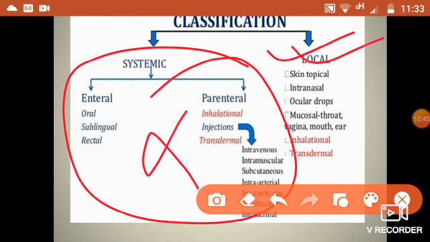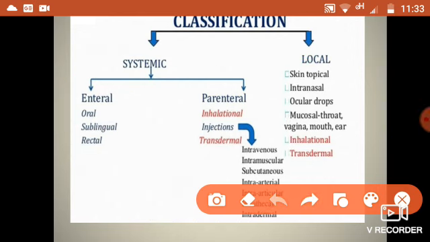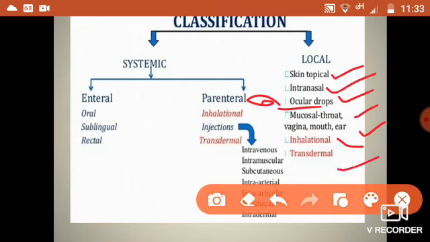But the most important is local effect, because we are going to produce local effect through ointments. So skin, topical effect. Intranasal, local effect. Ocular drops, ocular means eye. Mucosal throat, the nasal pipe connected with the throat. Vagina, mouth, ear. Inhalational and transdermal. All these organs are intended to produce a local effect.